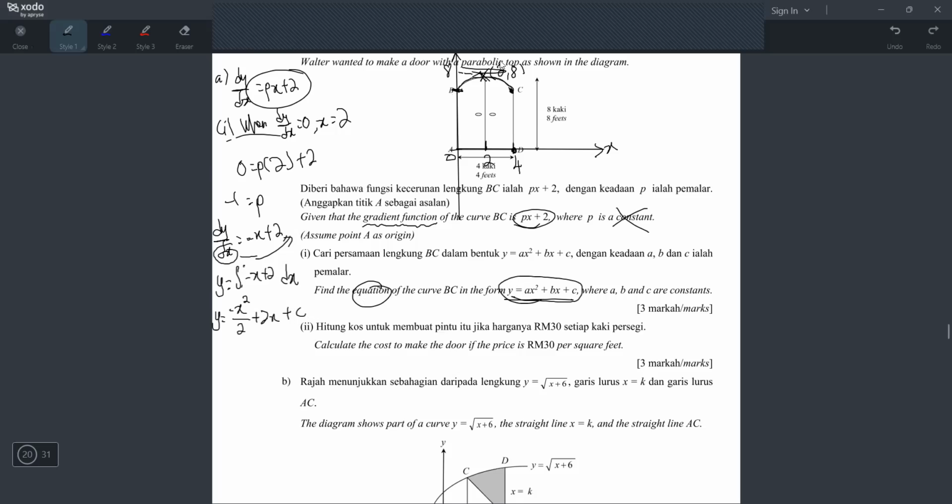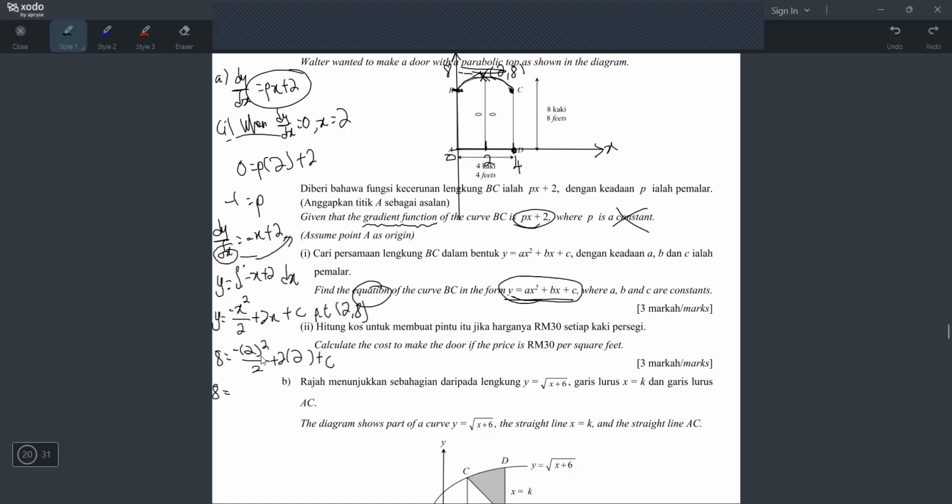And which point will you substitute? The point that passes through, lah. So which point passes through here? (2, 8), right? You can only substitute a point that passes through. If the point never passes through, you cannot substitute. So PT stands for passes through. So 8, you will sub inside y, and then -x squared over 2 plus 2x plus c. The x will be 2.